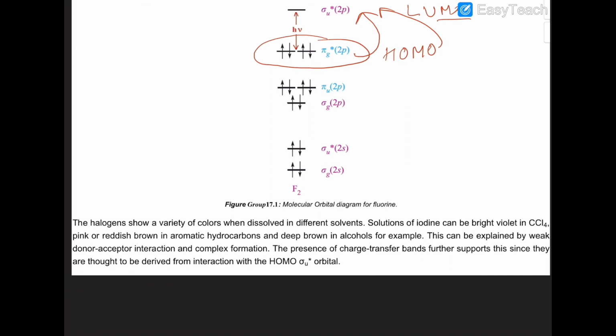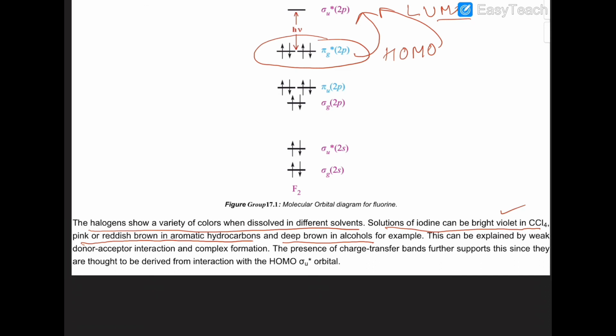The halogens show a variety of colors when dissolved in different solvents. So it depends upon the nature of the solvent also. Solution of iodine can be bright violet in CCl4, but pink or reddish brown in aromatic hydrocarbons, and deep brown in alcohols. Repeating once more, iodine gets violet color in CCl4, pink or reddish brown in benzene, and deep brown in various alcohols.